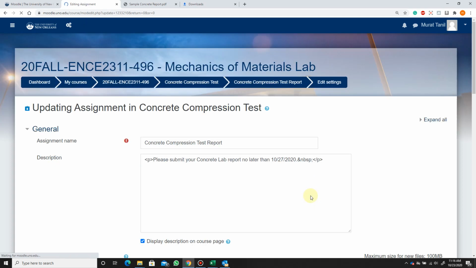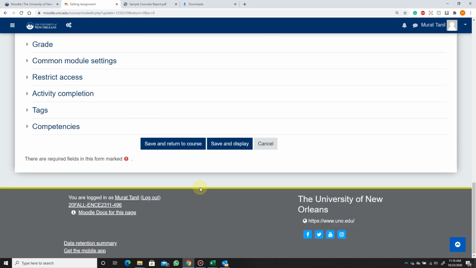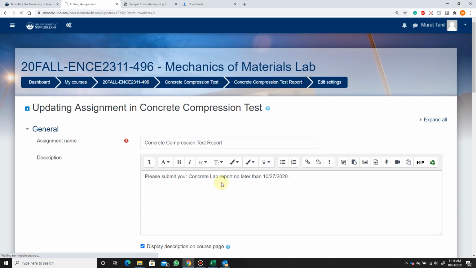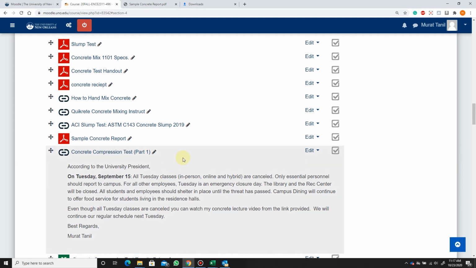Edit settings. 27. Let's make it 31st. Extra 4 more days. And save and return to course. So once you finish your report, you can submit it in this section, and you are done with the concrete compression test.